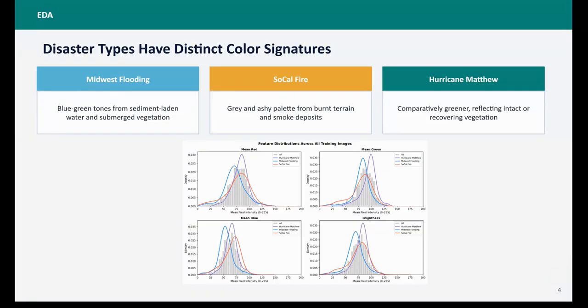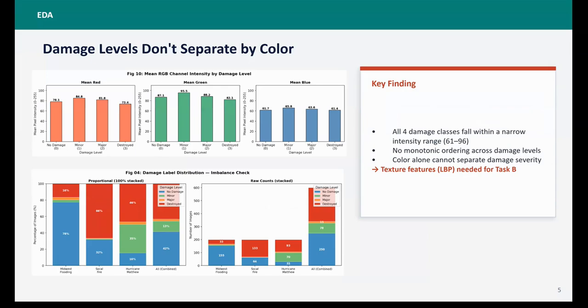So for damage levels, however, the bigger picture is very different. When we look at mean RGB intensity by damage level, there's no clear trend. All four classes fall within a narrow range with no monotonic ordering. So this immediately tells us that task B will be harder, meaning that color features won't separate damage levels the way that they separated disaster types. So it'll be more challenging than task A. And combined with the severe class imbalance shown here, task B requires a fundamentally different modeling approach.